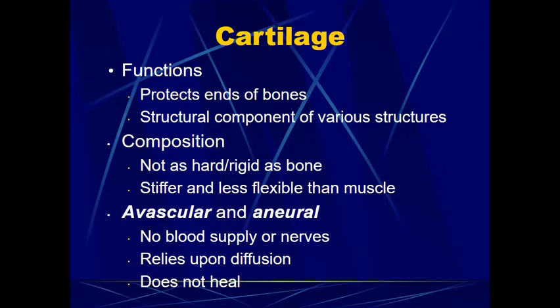Composition wise, it's not as hard or rigid as bone, but it's stiffer and less flexible than muscle. And it is avascular and aneural. Avascular meaning there's no blood supply in cartilage, and aneural means there's no nerves. So for cartilage to survive, it must rely upon diffusion from surrounding tissues that do have blood flow and nervous stimulation. And it also does not heal very well because of that.